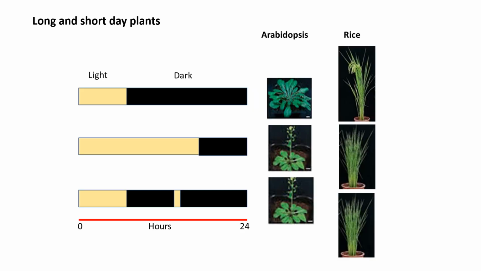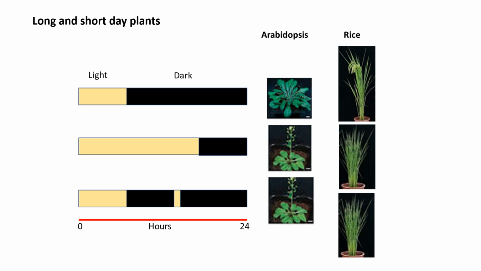Arabidopsis is a long day plant, which means that it flowers when the duration of light in a day is more than a critical period. In short day plants like rice, flowering takes place when the daylight falls below a critical duration.